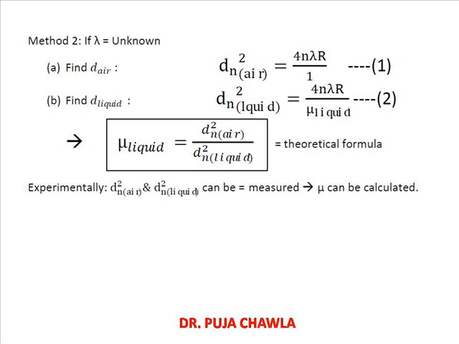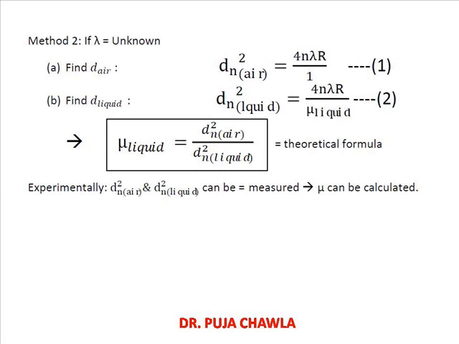Second step, perform the same experiment with liquid film in between. Dn square in case of liquid is 4n lambda divided by mu liquid. Label it as equation number 2. Divide the two equations and we can find out the theoretical formula for mu liquid as dn square air divided by dn square liquid.